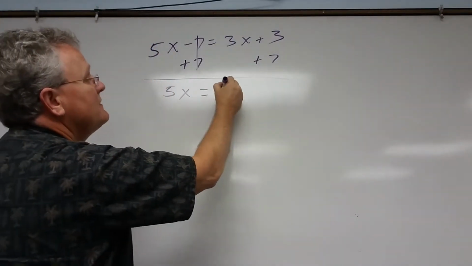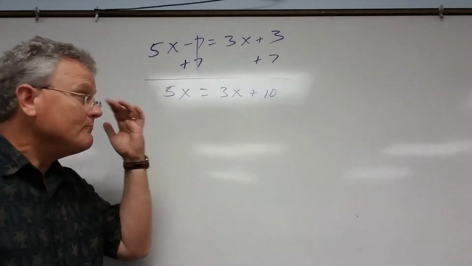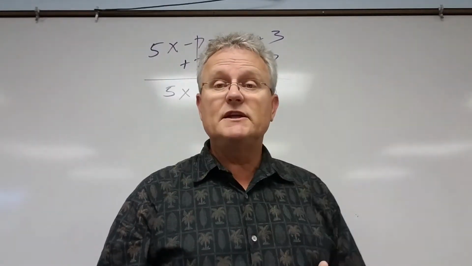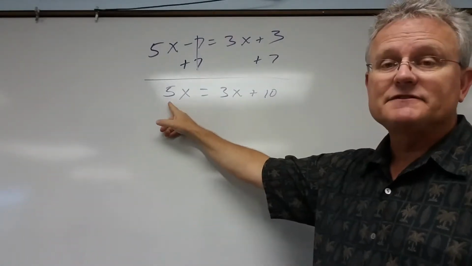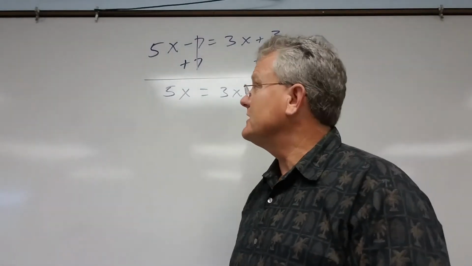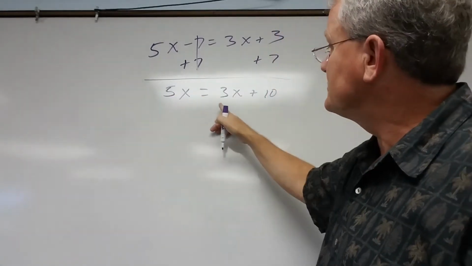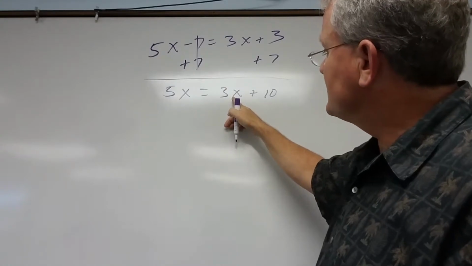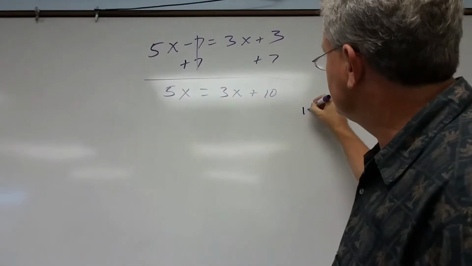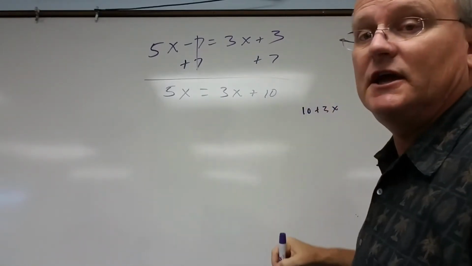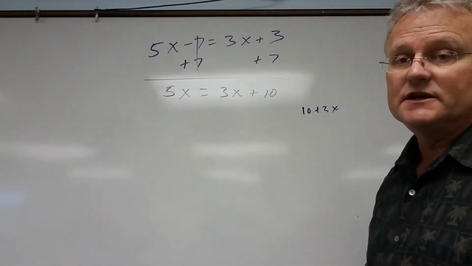On the right side, 3 plus 7 is 10. Now, we want to get the x's on the left side since we took the numbers to the right side. To accomplish this, we need to move the 3x to the other side. Well, we can see that 3x is added to 10 because we could think of 3x plus 10 as 10 plus 3x. And when we write it this way, we can see that 3x is added to 10.